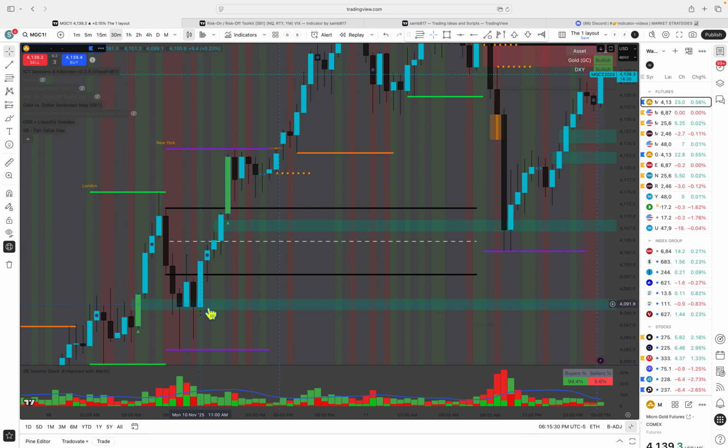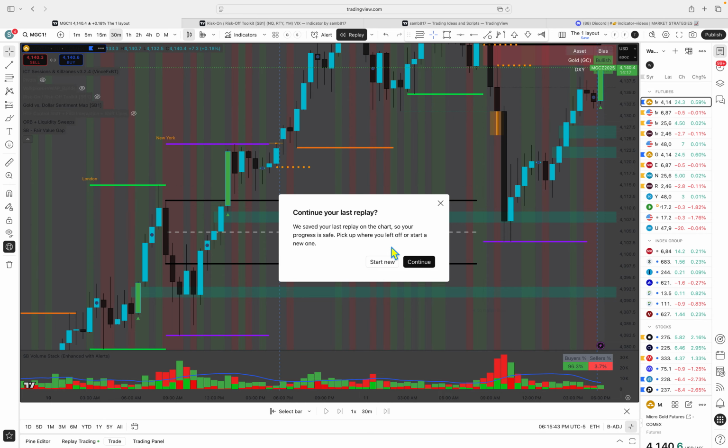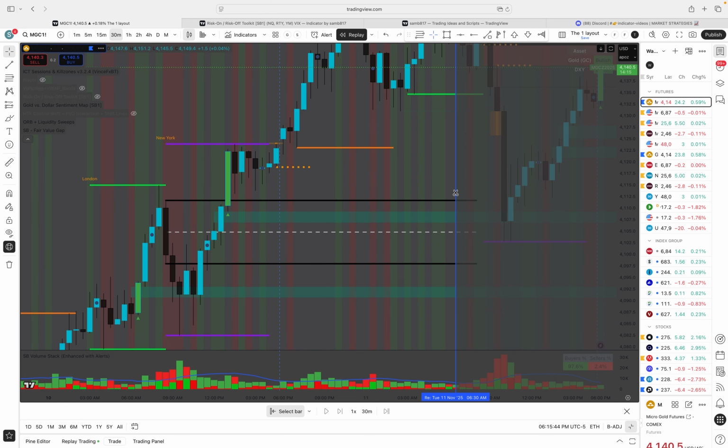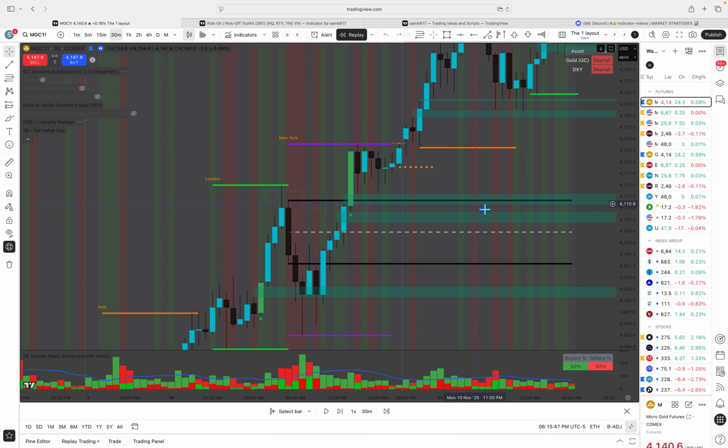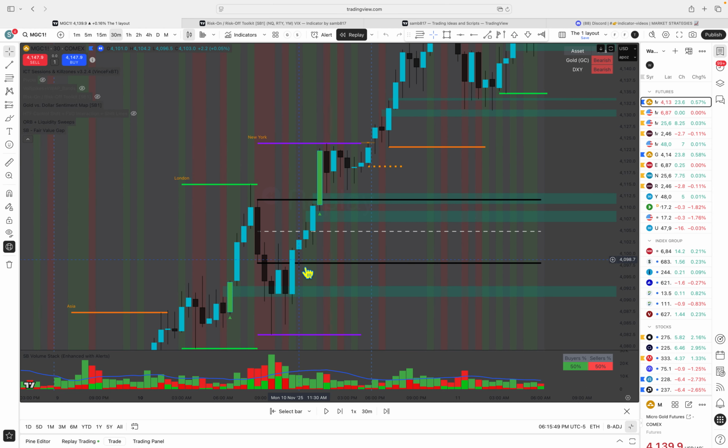Right here, same thing on this day, Monday, November 10th: in alignment, fell out of alignment, dipped into this fair value gap that would have been right here, and got mitigated at some point. I'll just rewind it for you guys for visual purposes. So it did get mitigated right here on this candle. The fair value gap would have been here, opened up, went through it, and pushed back up.